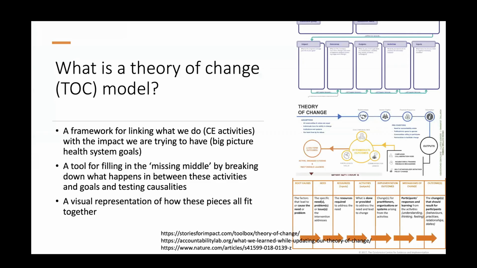So next question, and this slide has a lot of information on it, and that was on purpose: what is a theory of change model? Some of you may have worked with a theory of change model before. For many of you, it might be a new concept.